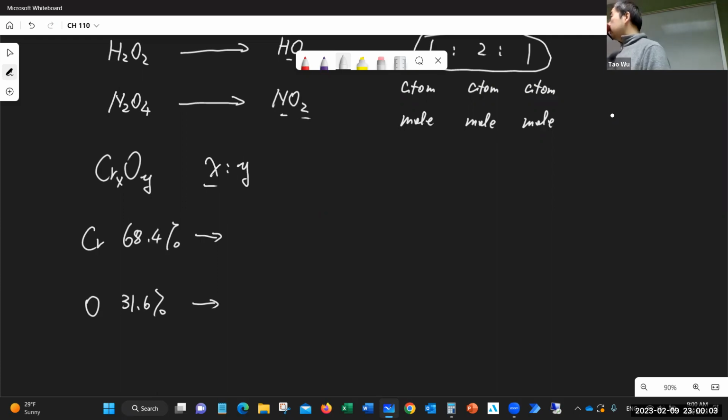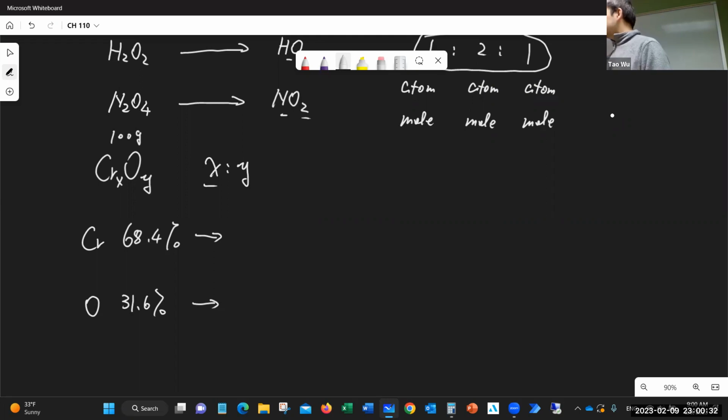Okay, to figure out the mass, actually the easiest way is just to assume we have 100 gram of the chromium oxide. We have 100 gram of this compound. So based on the percent composition, 100 gram multiplied by this will be just the mass of the chromium. And 100 gram multiplied by 31.6, that's going to be just the mass of the oxygen.